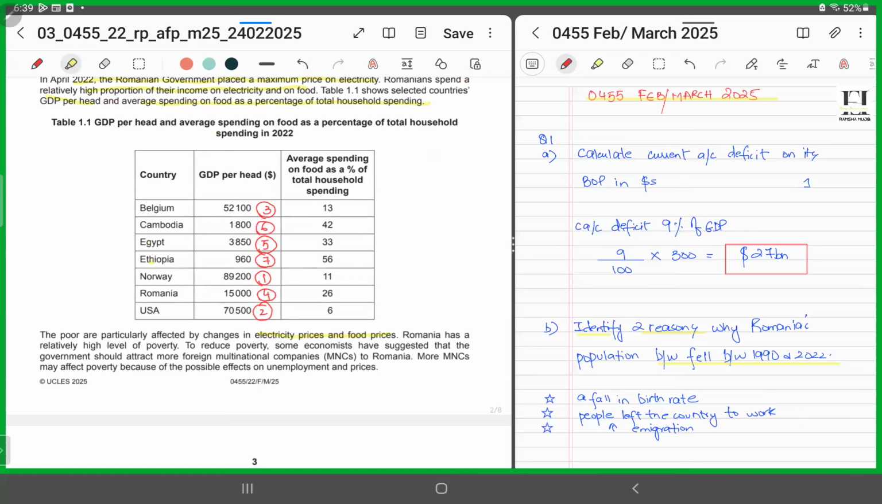Romania has a high level of poverty. To reduce poverty, some economists have suggested that the government should attract more MNCs to Romania. MNCs may affect poverty because of the possible effects on unemployment and prices. So now, since the country is being affected by poverty, economists suggest that yes, let's invite more multinationals.